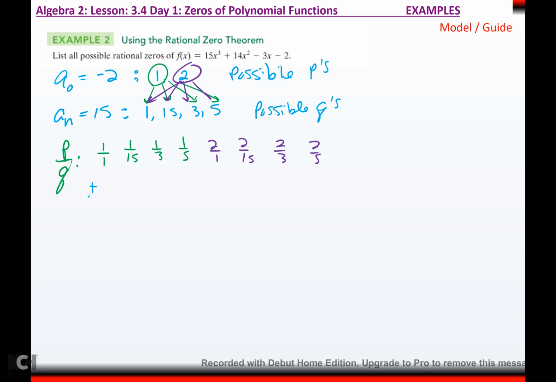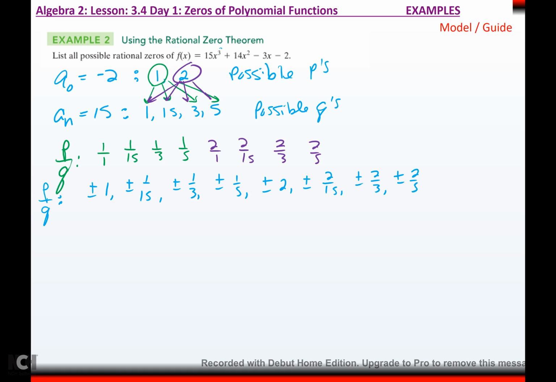So I have plus or minus 1, plus or minus 1/15, plus or minus 1/3, plus or minus 1/5, plus or minus 2, plus or minus 2/15, plus or minus 2/3, plus or minus 2/5. Those are all of my possibles.